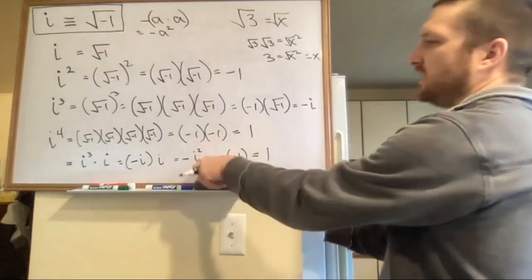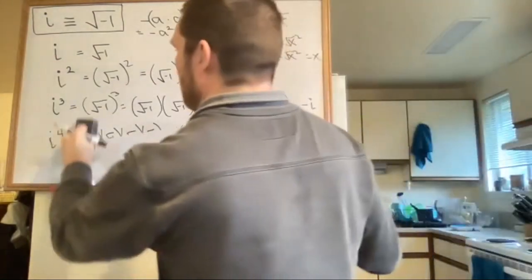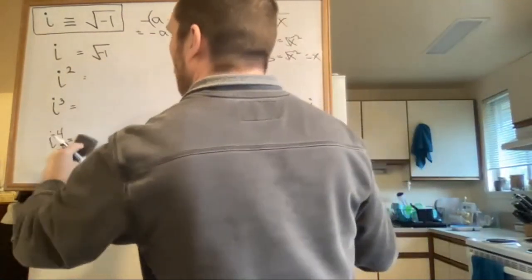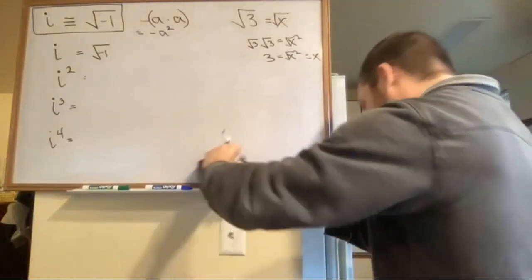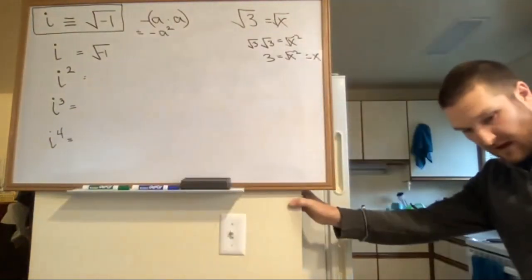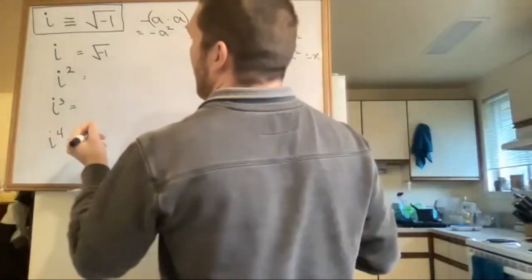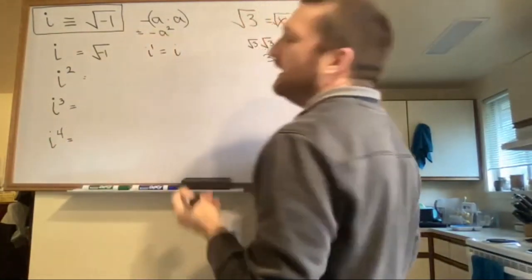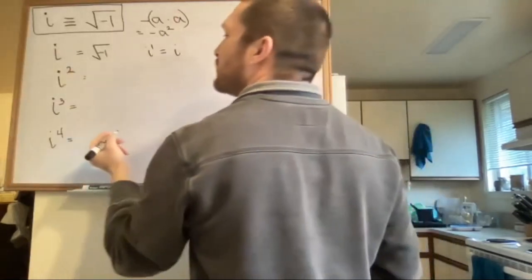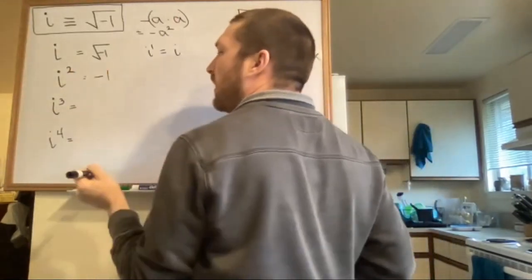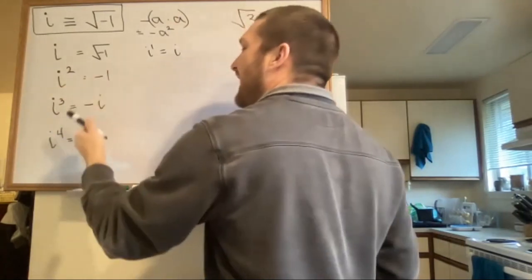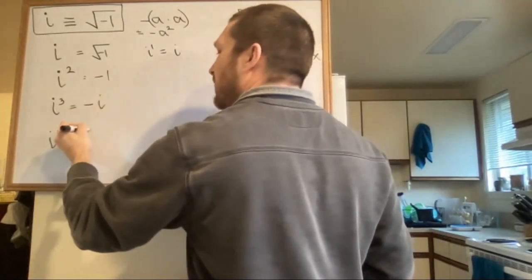Okay, so all together, we have this. We have i is just equal to i, and in fact, we could write that as i to the first is equal to i. I squared is equal to negative one. I cubed is equal to negative i. I to the fourth is equal to one.